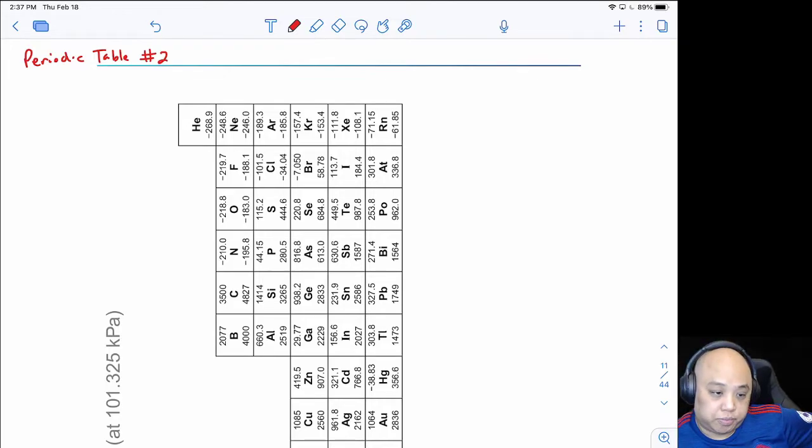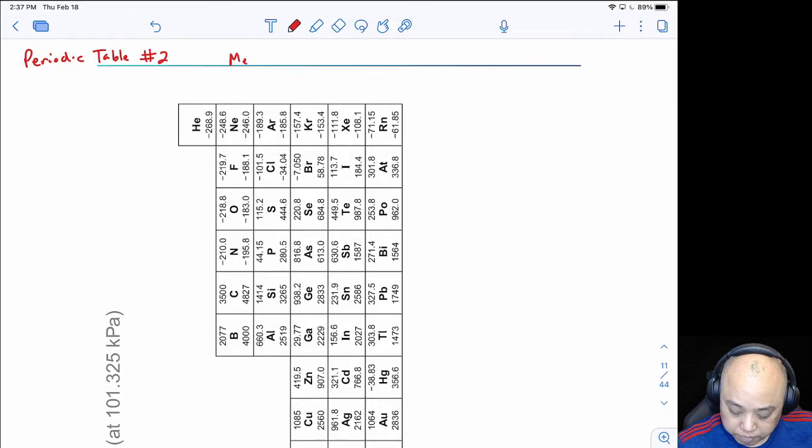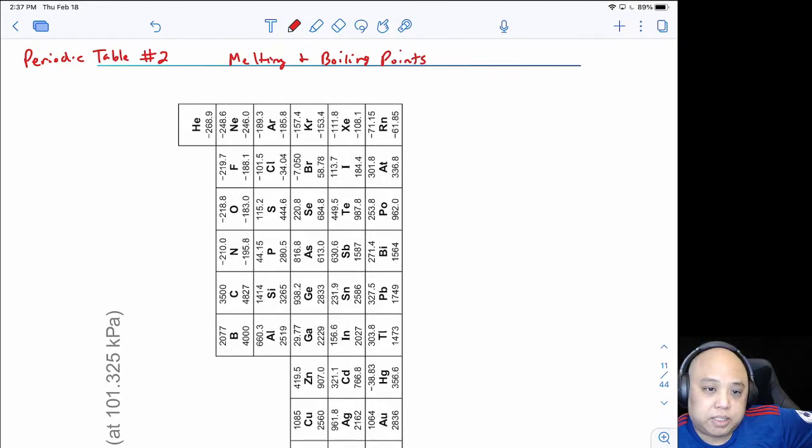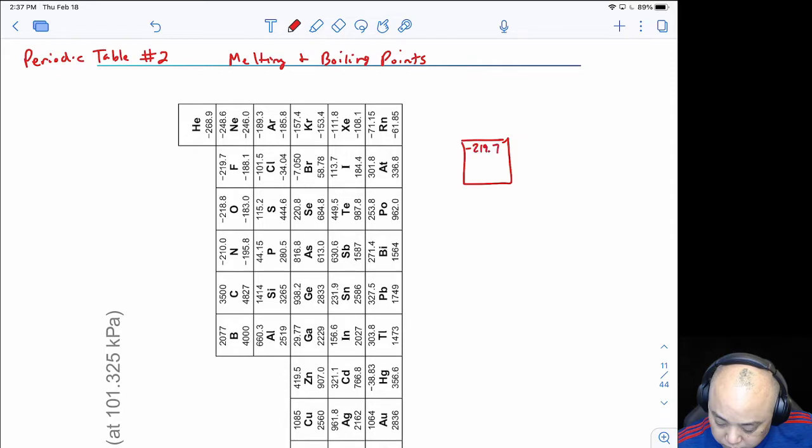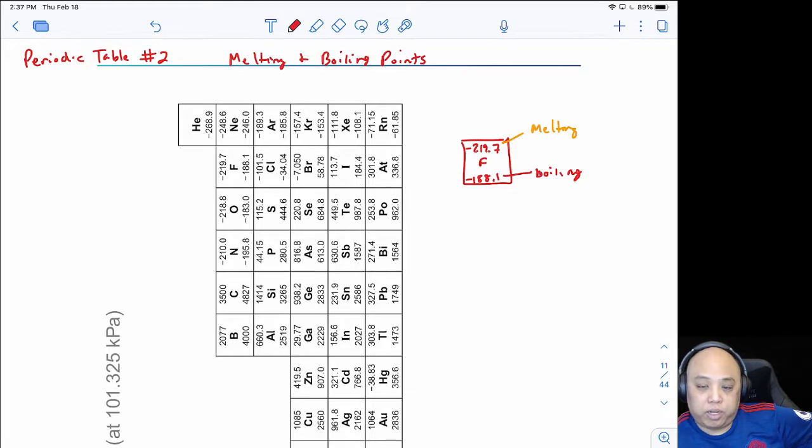Periodic table number 2. And this has to do with melting and boiling points of elements in their standard state. And so what you'll see here is your melting point and your boiling point of every single element provided in that box.